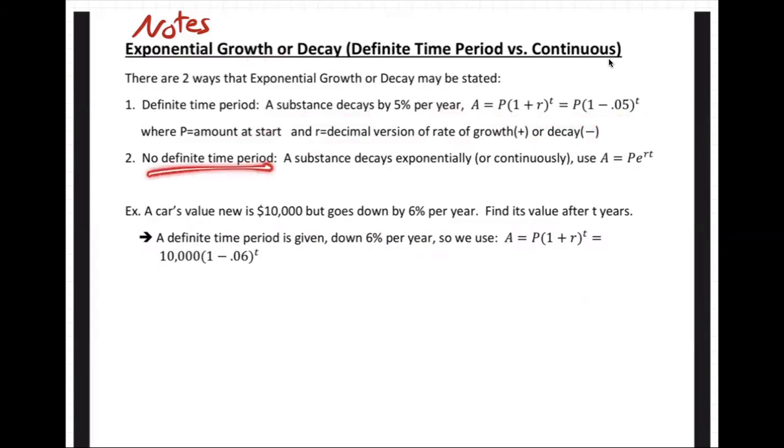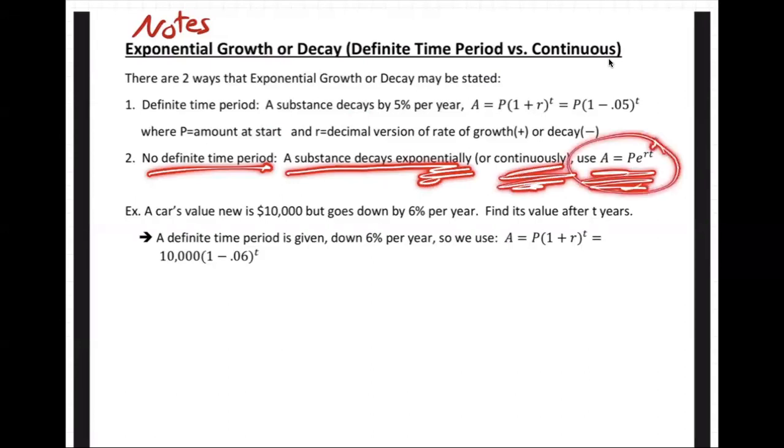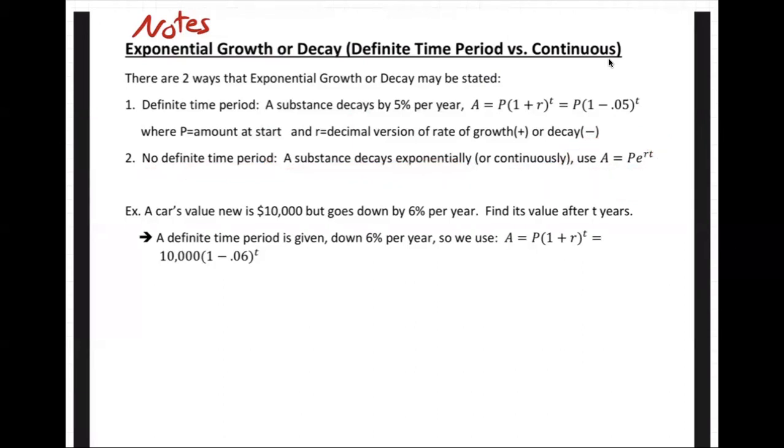Versus no definite time period, like they say a substance decays exponentially or continuously. Then you would use PERT, so it's a different formula. Whenever they mention exponential growth or growing by a percentage, like 5% per year or 3% per week, you're going to use this formula, A equals P(1 plus R) to the T. Whereas if they just say exponentially or continuously, you're going to use A equals P e to the RT. Two different formulas depending on what they say.